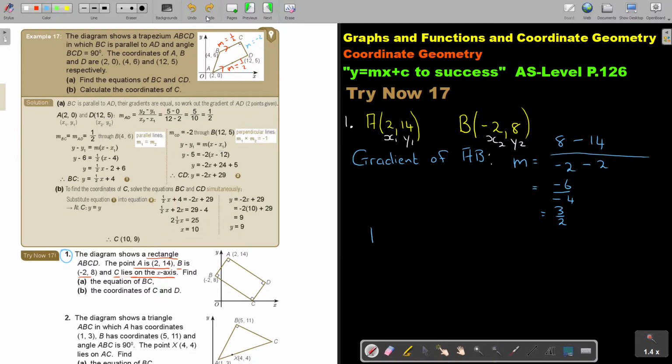Therefore, for the perpendicular BC, the gradient will be: change the signs and swap it around. That's basically what you do. So now I'm going to find the equation of BC. Right, let's go on.